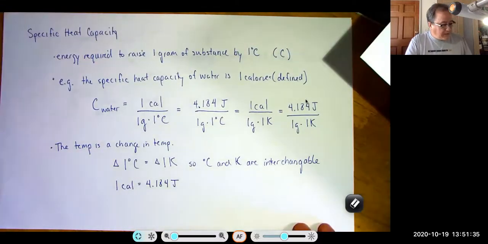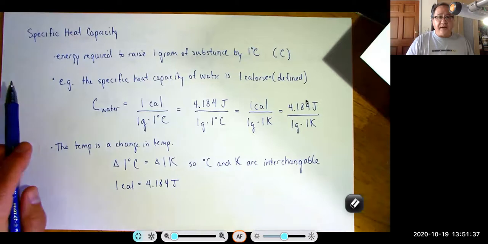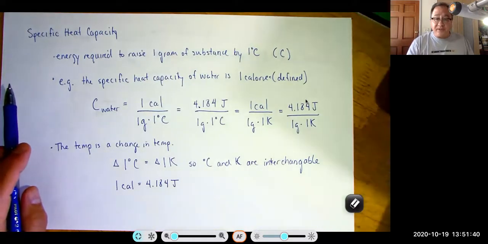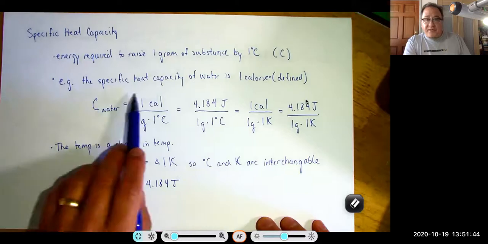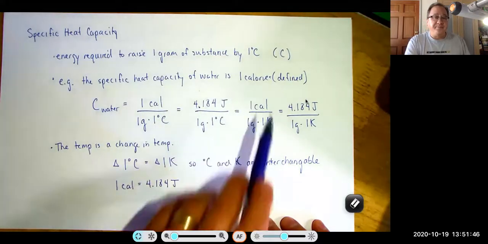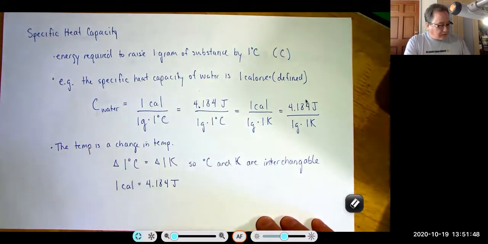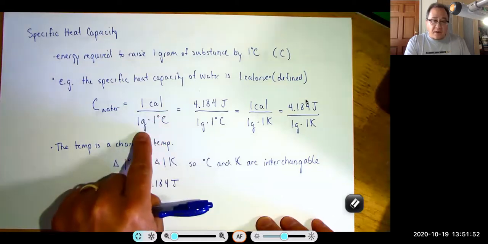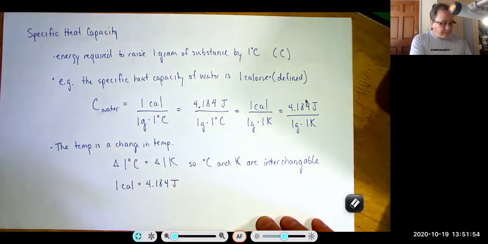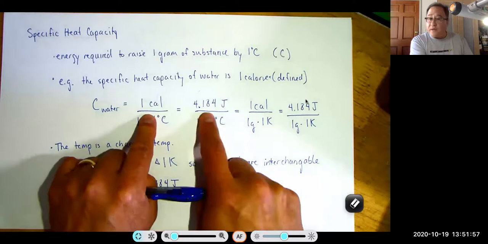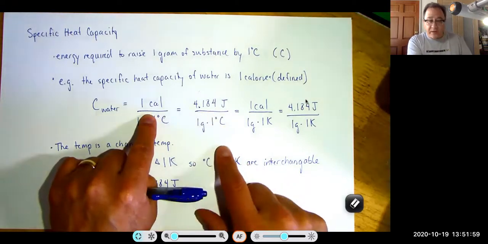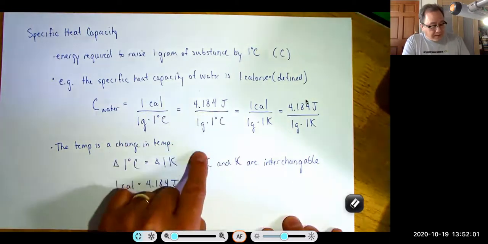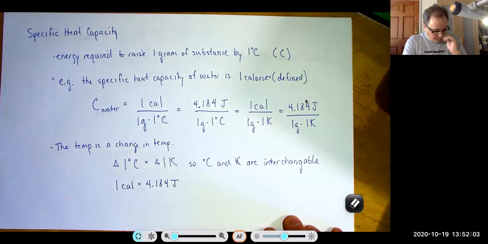Okay, so first about specific heat capacity. This is the energy required to raise 1 gram of substance by 1 degree Celsius. For example, the specific heat capacity of water is 1 calorie, and that's defined. So it takes 1 calorie of energy to raise 1 gram of water by 1 degree Celsius. Now, since 1 calorie is 4.184 joules, we could also say it's 4.184 joules per gram per degree Celsius.